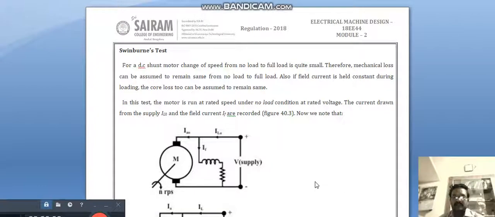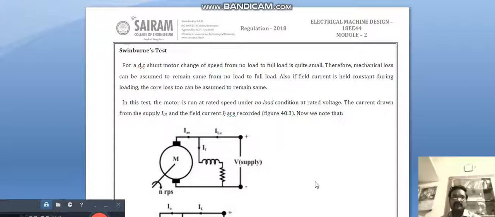Hi to all. In this video, we are going to see about the Swinburne test of a DC shunt machine. For a DC shunt motor, the change of speed from no load to full load is quite small, because normally DC shunt motors are called constant speed motors, and the variation from no load to full load is in the range of 1 to 5%. So even when the load is present, the speed will not vary that much. That's why this type of DC motor is called a constant speed motor.